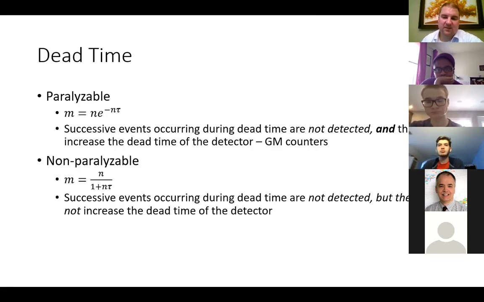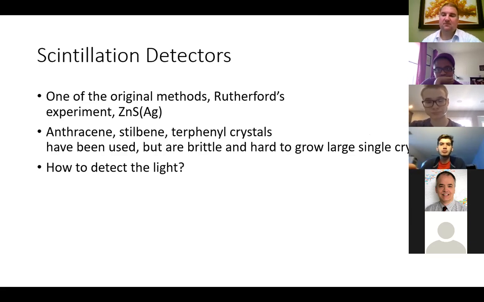So then, scintillation detectors. These rely on the creation of light to detect the radiation event. One of the original methods was used in Rutherford's experiment with the gold foil. Everybody remembers Rutherford discovering the nucleus, right? And his screen around the gold foil was coated with zinc sulfide. And that can be doped with silver if you're trying to do something with photographs or whatever.